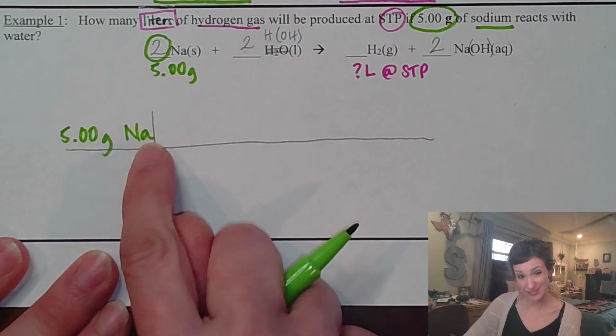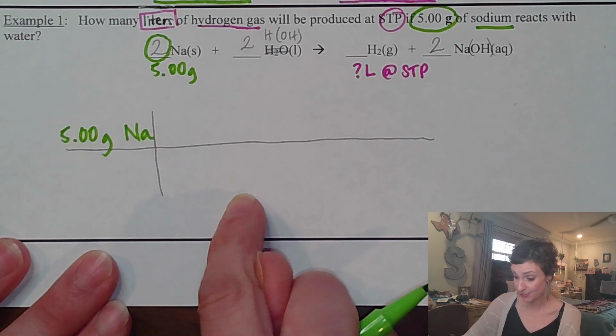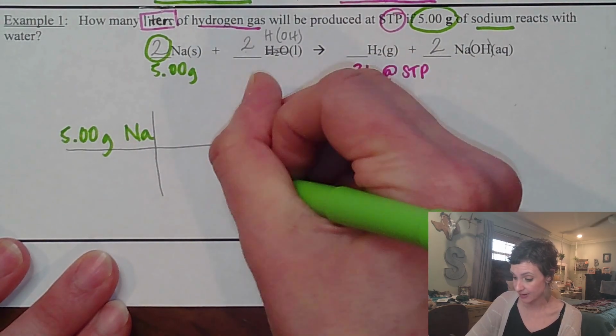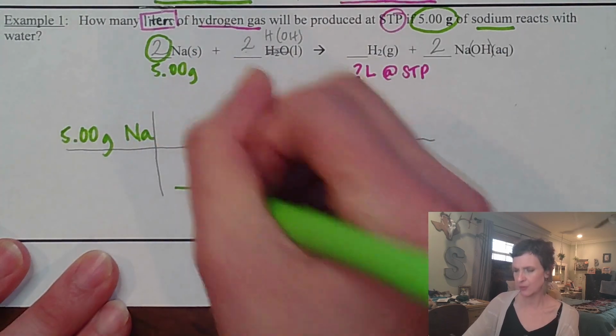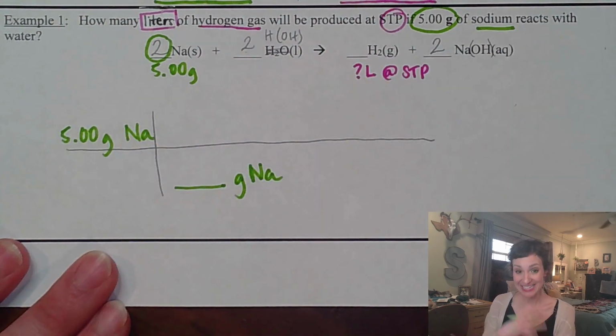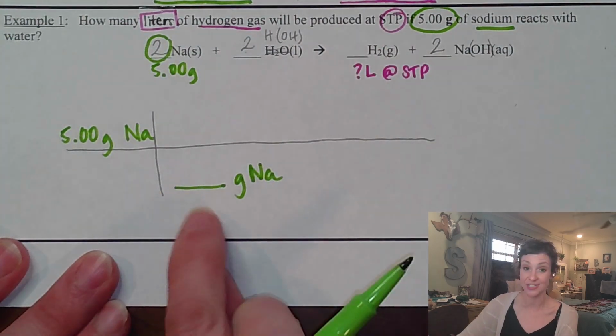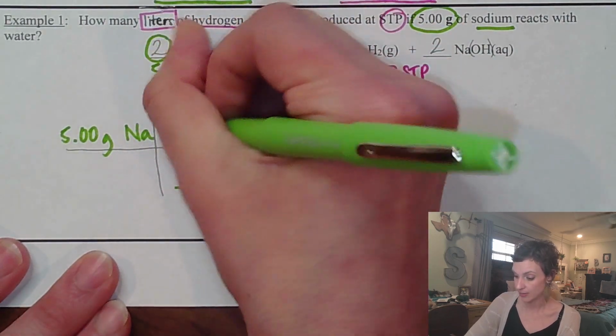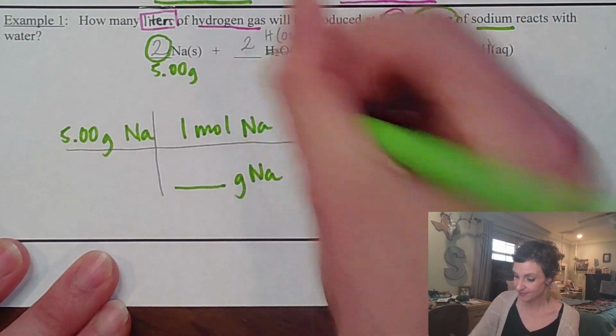So I have grams of sodium here, which means I need grams of sodium down here so I can cancel them off. And you're like, well, what do I put in front of the grams? In any stoichiometry, if you're using grams, that's the molar mass of sodium, which states there is a certain amount of grams for every 1 mole of sodium.